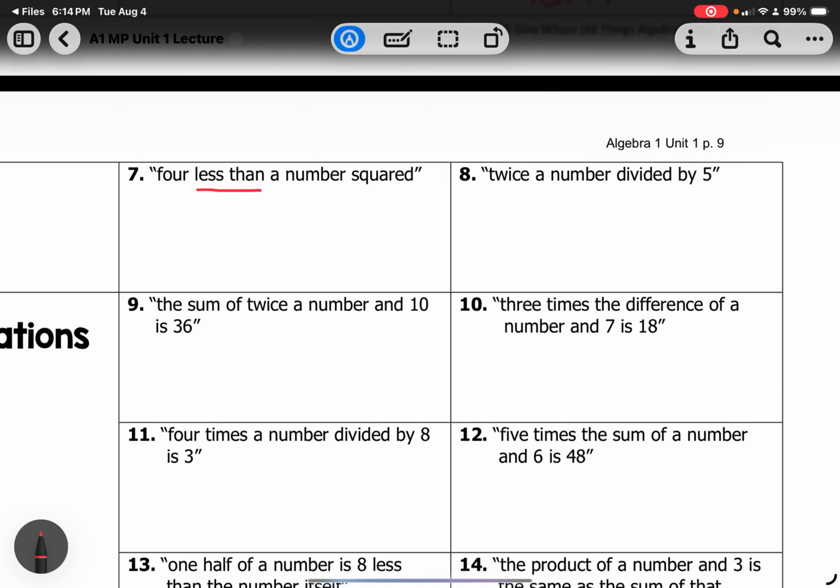And the last one, twice a number divided by 5. So here's our big key, twice a number divided by 5. Twice is also 2, isn't it? So twice a number is 2n, and then we're going to divide it by 5.